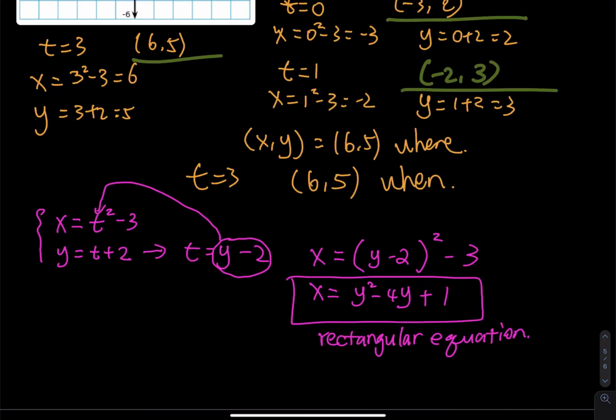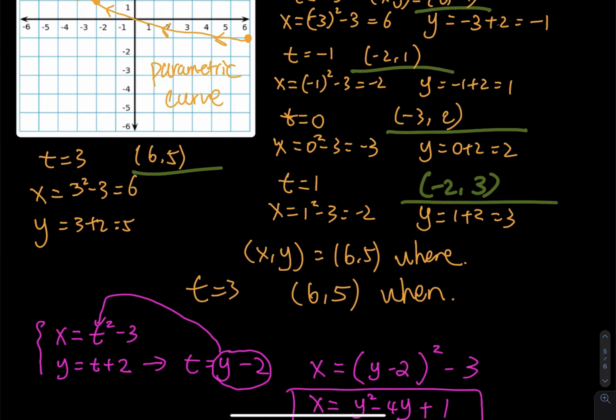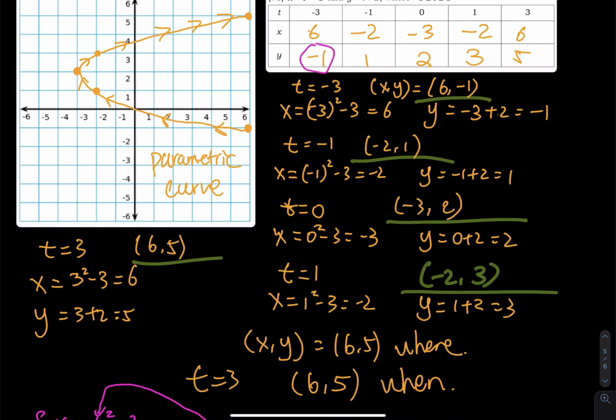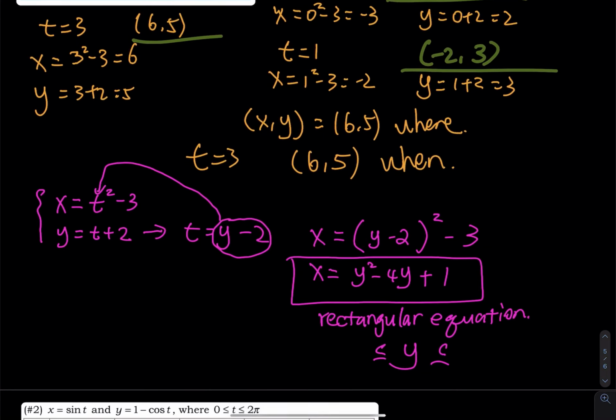And y is between where and where? Check out the table. Y is between -1 and positive 5. All right, so y is between -1 and positive 5.